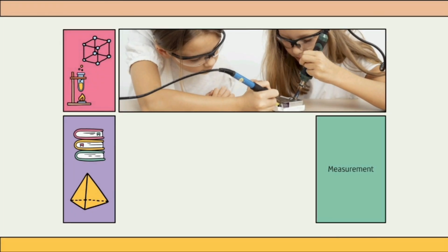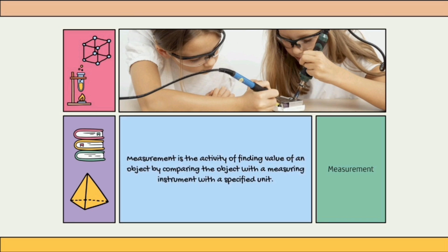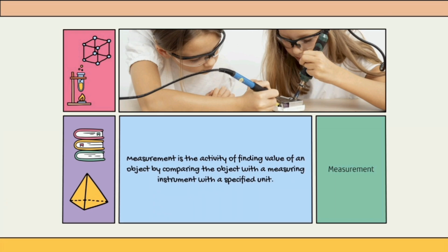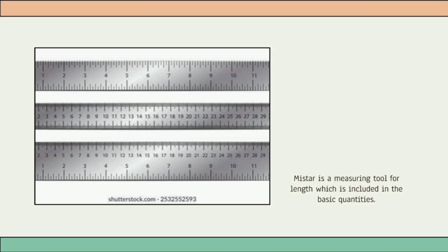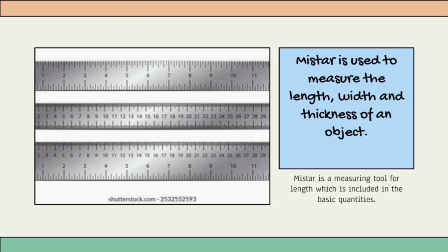Well, next up is measurement, because measurement is part of quantities and units. What is measurement anyway? Measurement is the activity of finding the value of an object by comparing the object with a measuring instrument with a specified unit. The first example of a measuring instrument is the meter or ruler. Meter is a measuring tool for length, which is included in the basic quantities. Meter is used to measure the length, width, and thickness of an object.